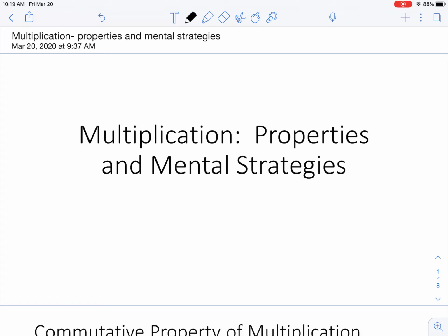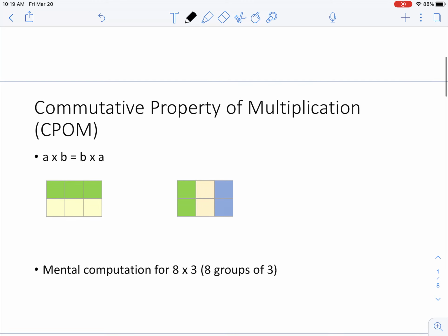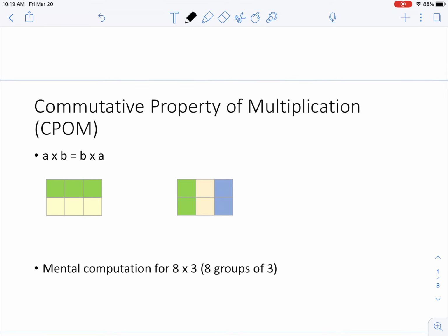We're going to talk about properties of multiplication and how to use those properties to mentally compute the product of two numbers. First, we have the commutative property of multiplication. Note there's no N in this word. It's not commutative, it's commutative. And this just says we can reverse the order of our multiplication.